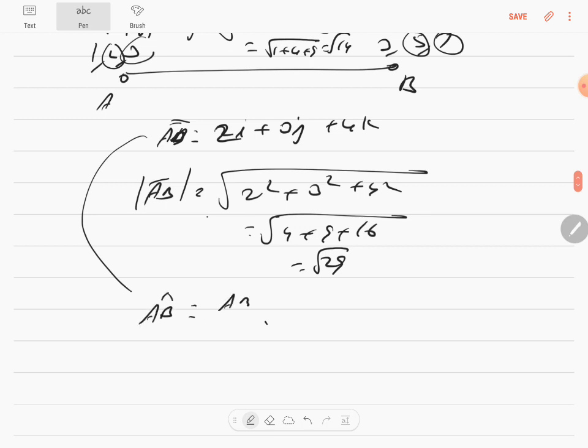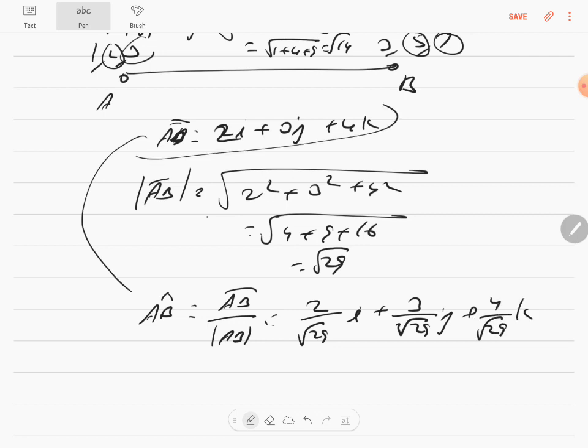A unit vector is the vector divided by its magnitude. So then it will be 2 by root 29 into i plus 3 by root 29 into j plus 4 by root 29 into k. The vector divided by its magnitude will give me a unit vector. A unit vector is always represented with a cap.